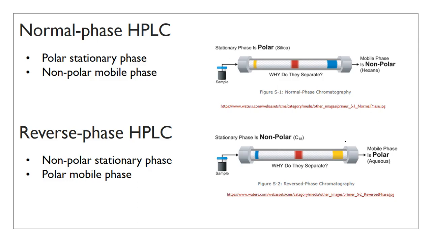Before that, there are two types of HPLC. Normal phase HPLC, which is not the common method these days, has a polar stationary phase and a non-polar mobile phase. Then there is reverse phase HPLC, which is actually the more popular method. This is the one that I discussed in the previous video, which has a non-polar stationary phase, and the mobile phase in this case will be polar.